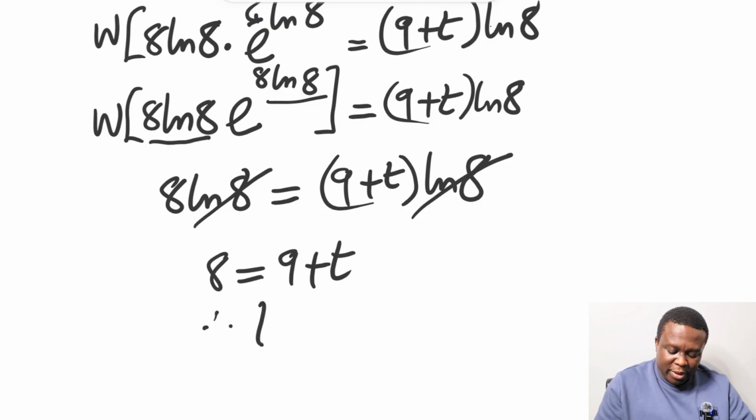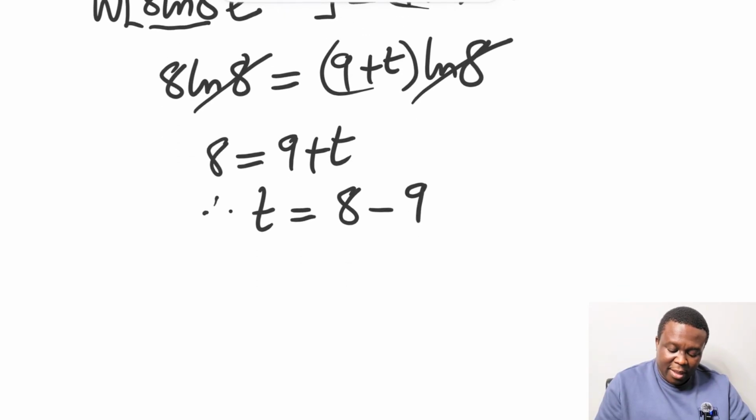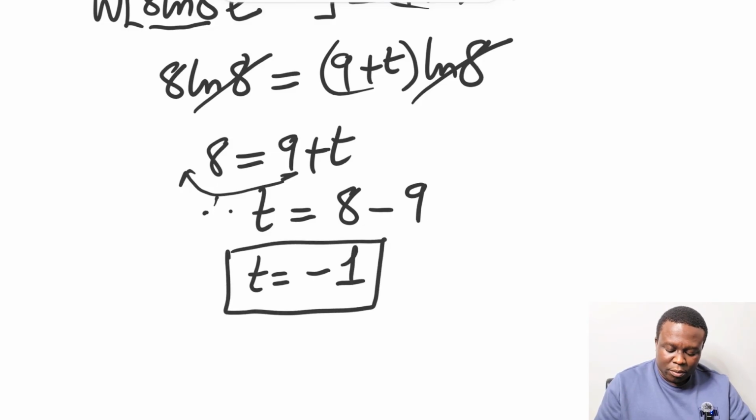So therefore, our t is equal to 8 minus 9, because this 9 moves over from the right-hand side to the left-hand side to become minus 9. So our t is equal to minus 1.